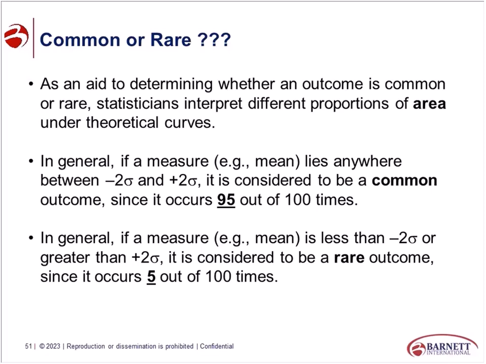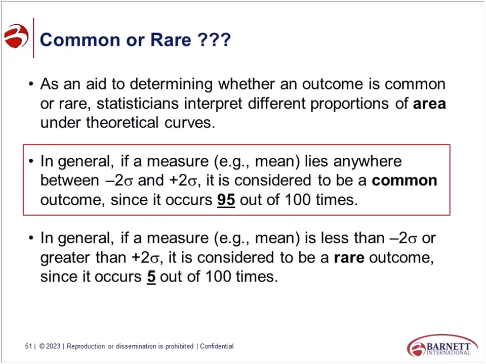What statisticians have done is we like to think about common and rare in terms of areas under the curve, or percentage of values. So if a measure lies anywhere between plus or minus 2 standard deviations, it is common because it occurs 95 out of 100 times, right? Plus or minus 2 standard deviations, 95% of the observations. If we take a random number out of that centerpiece, that's 95 out of 100 times.